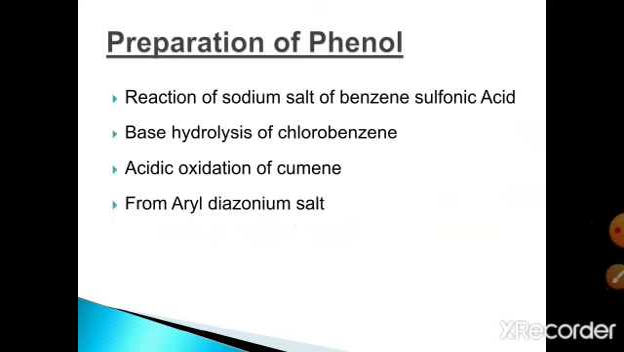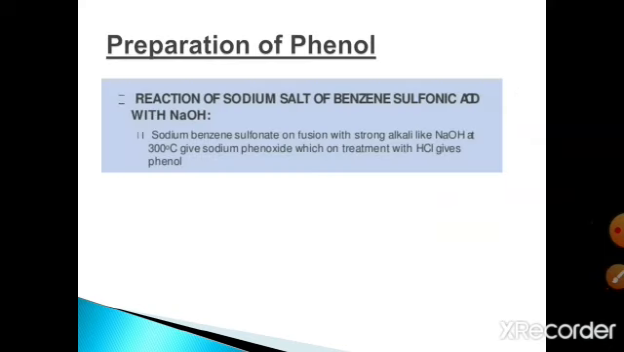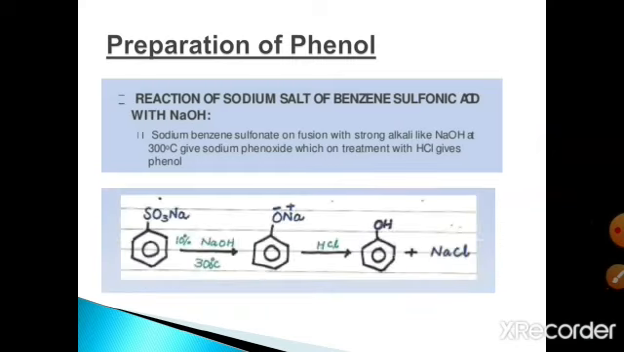First one is reaction of sodium salt of benzene sulfonic acid. Sodium benzene sulfonate on fusion with strong alkali, that is NaOH at 300 degrees centigrade, gives sodium phenoxide, which on treatment with HCl gives phenol.